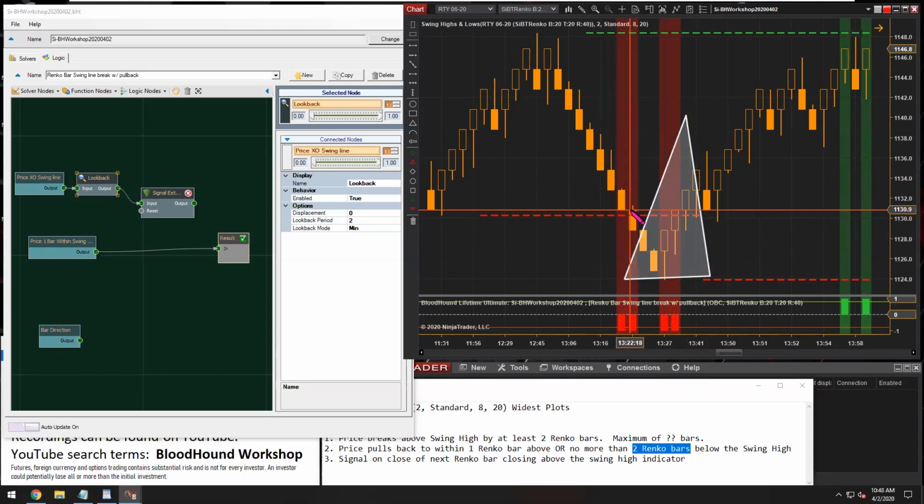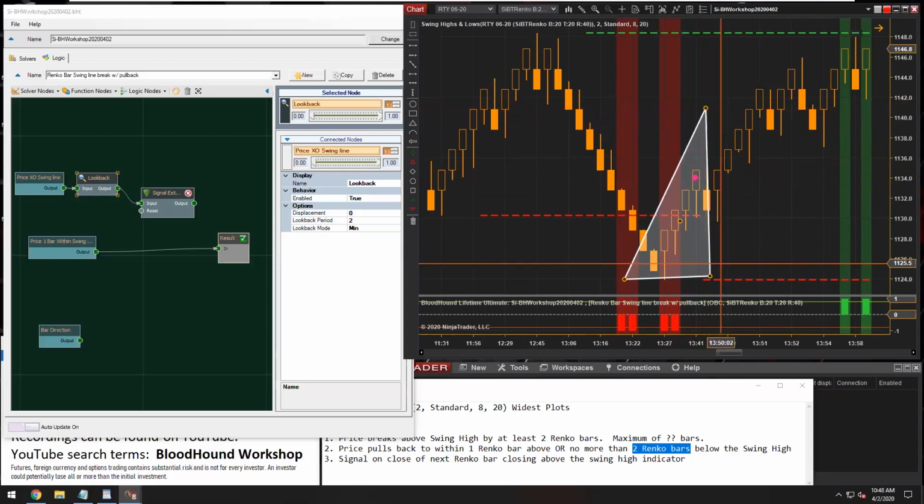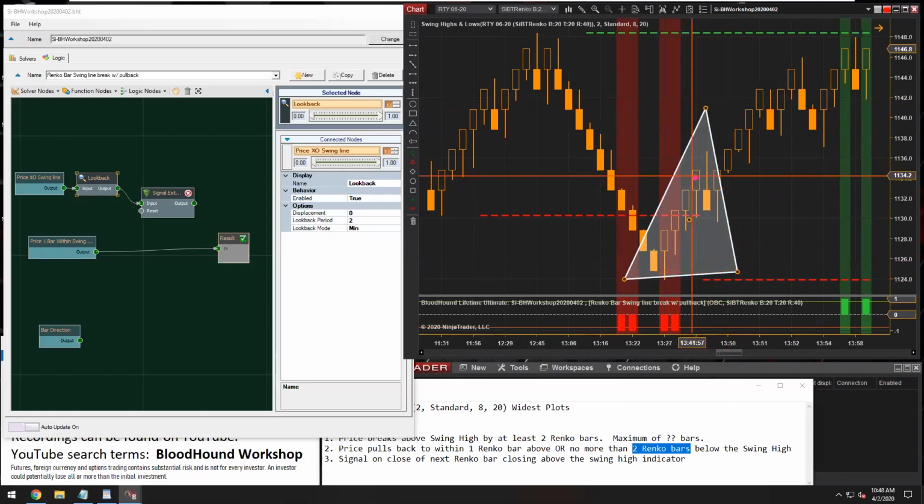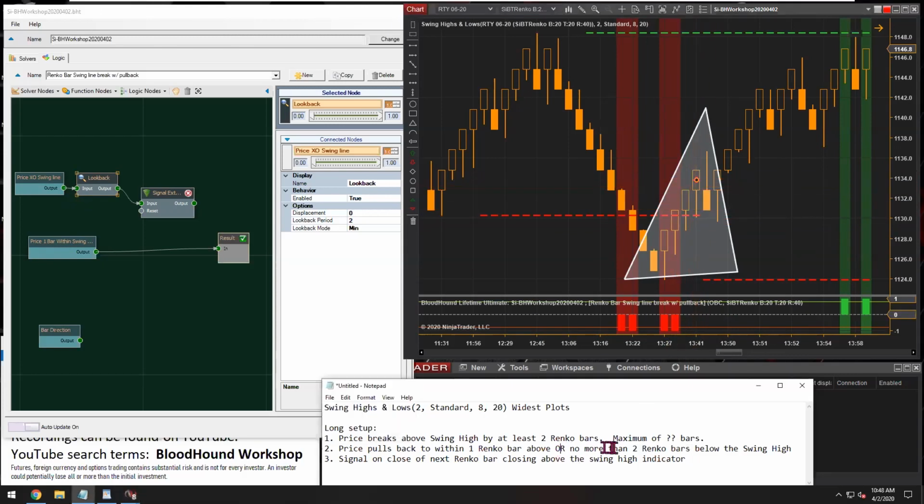So basically we got price crossing below the swing low. It does its little pullback, but it pulls back 1 bar, 2 bars, and then 3 bars. So on this 3rd bar, let's pull that over like that, this disqualifies this pullback. This 3rd bar disqualifies it, because that is more than 2 bars, but we want no more. So that bar disqualifies it.